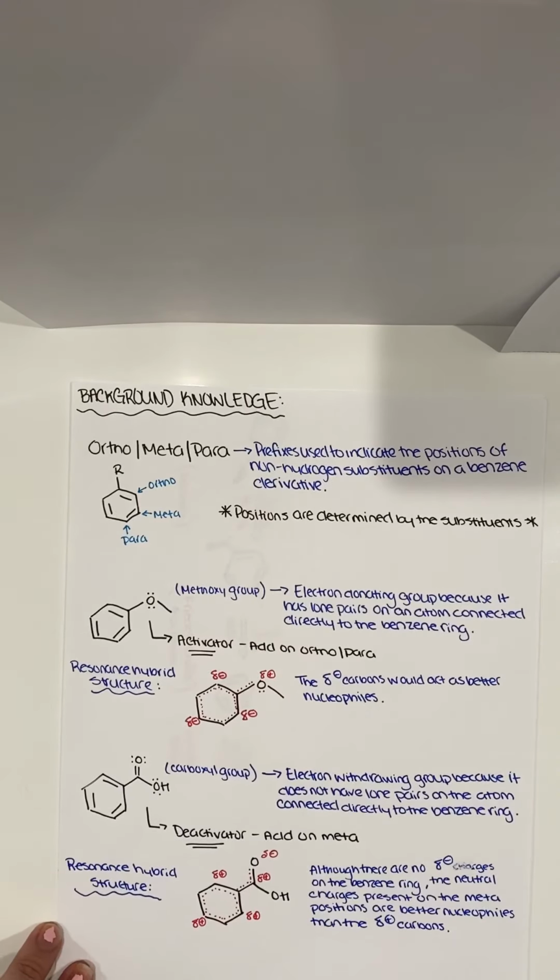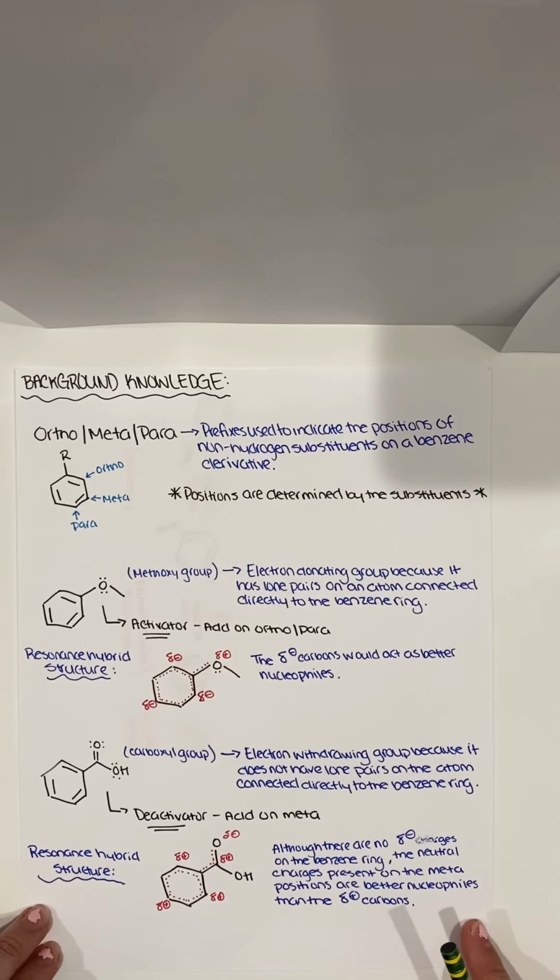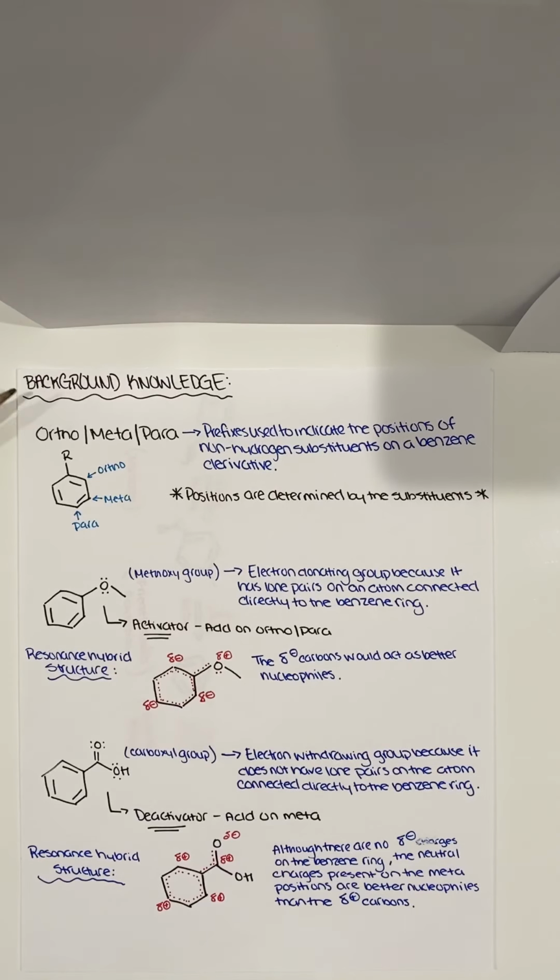So now, to understand what exactly all of those things mean, we have to have some background knowledge on all the key concepts. So, ortho, meta, and para are prefixes used to indicate the positions of non-hydrogen substituents on a benzene derivative. So this is the benzene derivative, and it has an R group present on it. In terms of the R group, this is the ortho position. It's the 1, 2. The meta position is the 1, 3, and the para position is the 1, 4. These positions are determined by these substituents.